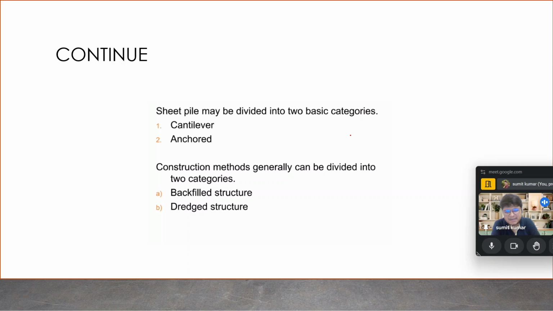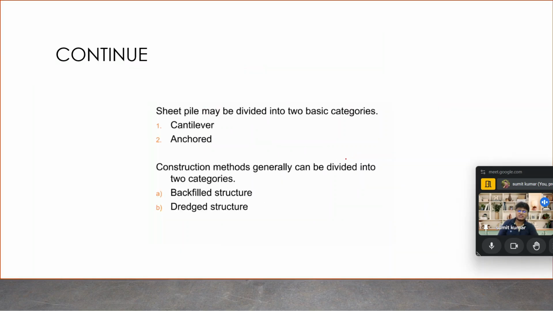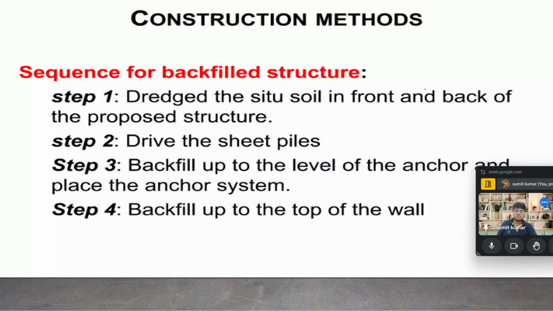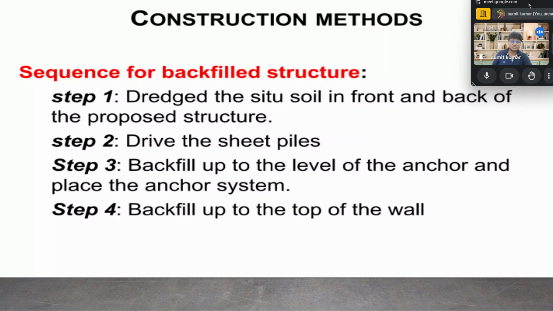Okay, so sheet pile may be divided into two basic categories. First is the cantilever and second one is the anchor. And the construction method could also be divided into two categories. First is the backfill, second is the dredged structures. Now, when we talk about the sequence for the backfill structure, and then obviously for the second one, that is the dredged structure, we will see how the sequence is followed to achieve the consequences.